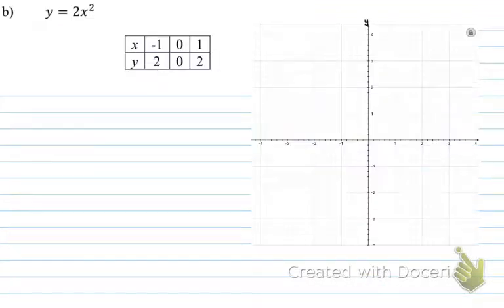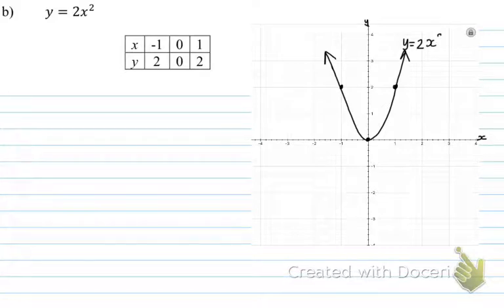Next, I have y is equal to 2x squared. I draw the table and I get my y values. I choose my own x values. In this case, I chose -1, 0, and 1. Then I plot them at (-1, 2), (0, 0), and (1, 2). And I draw a nice curve with arrows at the ends. And I write down the equation, y is equal to 2x squared, and write down the coordinates of the intercepts.